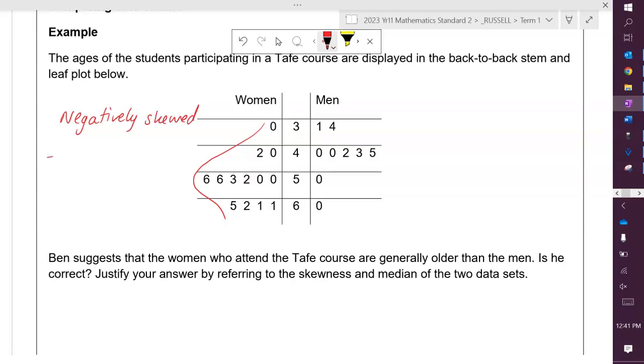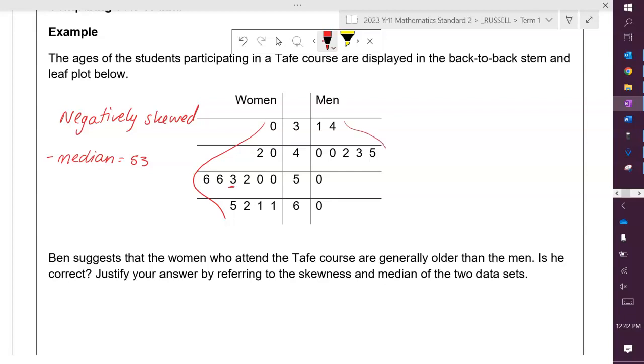And we can work out what our median would be. So 1, 2, 3, 4, 5, 6, 7, 8, 9, 10, 11, 12, 13. So it means I'm looking for my seventh number. 1, 2, 3, 4, 5, 6, 7. So that means my median is going to be 53.